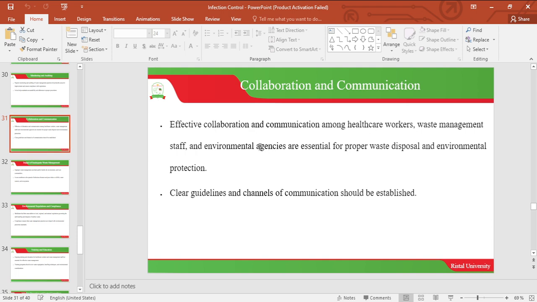Collaboration and communication. Effective collaboration and communication among health workers, waste management staff and the environmental agencies is essential for proper waste disposal and also protection. Clear guidelines and channels of communication should be established. What do we mean by this? For example, if you're working in a hospital, there should be a team of staff who are responsible for waste management.